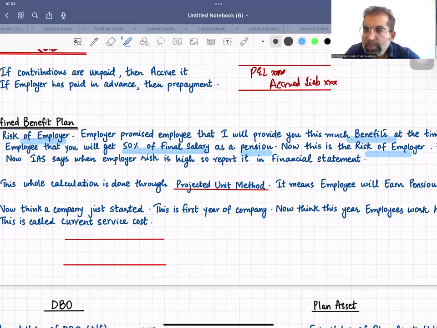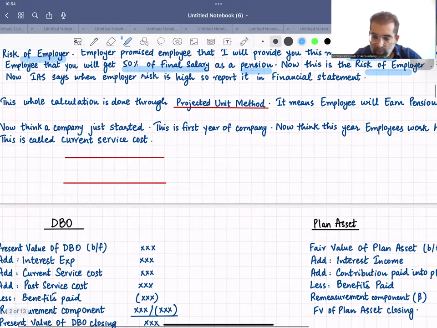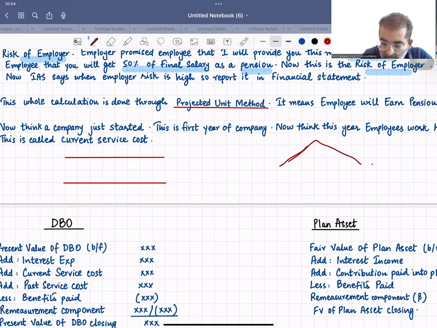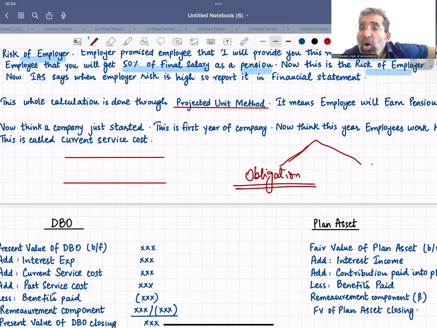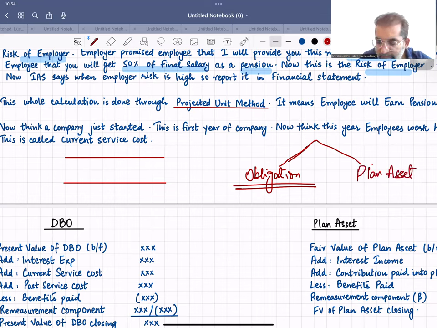Okay. So now what we'll be doing, listen. We'll be doing two things. We have obligations on us. First of all, we'll maintain a detailed obligation account. I'm going to teach you this account first. We call it DBO, the full form of which is defined benefit obligation. The second thing which we have to maintain is the plan asset account. What is this? Obviously, very simple terms.